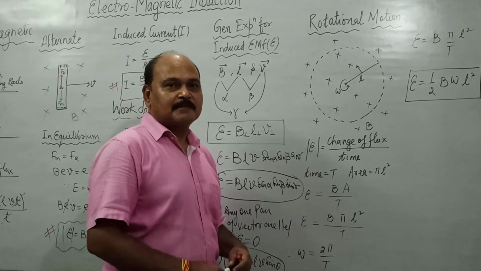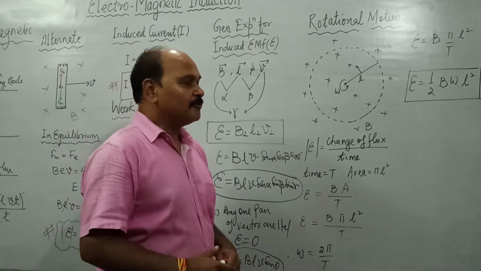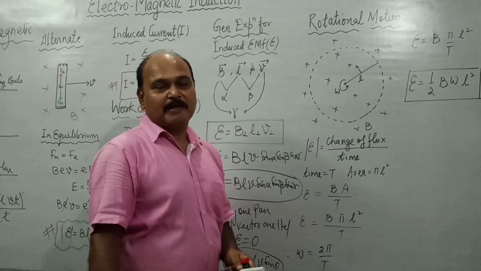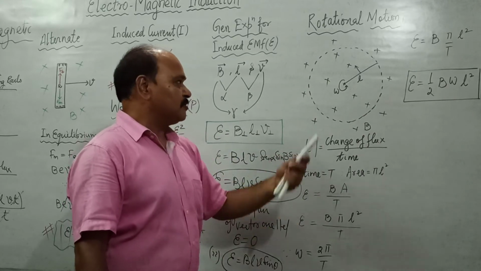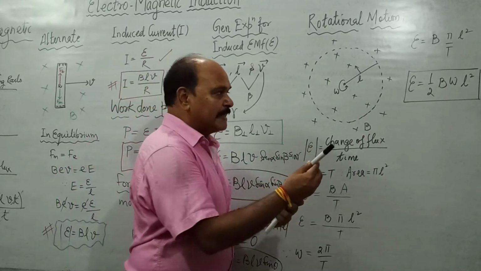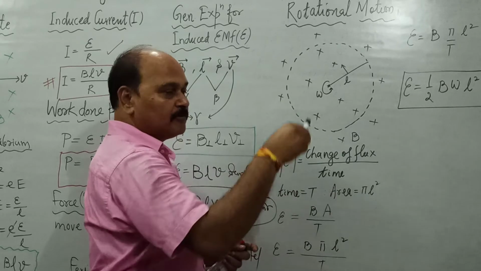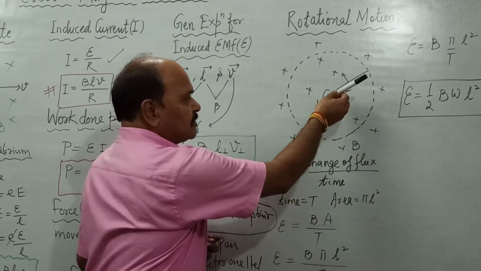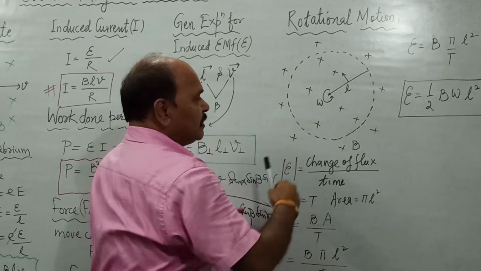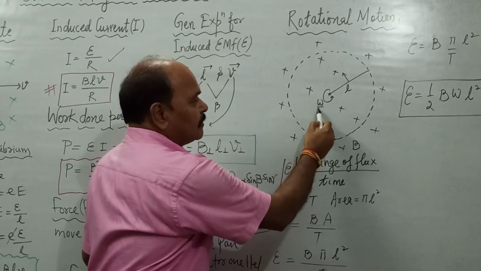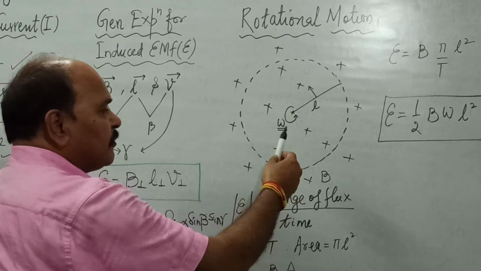Children, so far we have been discussing motional electromagnetic induction due to translatory motion. Now we are going to study motional electromagnetic induction by rotational motion. So what is the situation here? We have a conducting rod of length L, and it is moving in a transverse magnetic field. The magnetic field is perpendicular to the plane of paper, B, and that is constant. This rod is moving with angular velocity omega, which is constant. So what is the value of induced EMF?